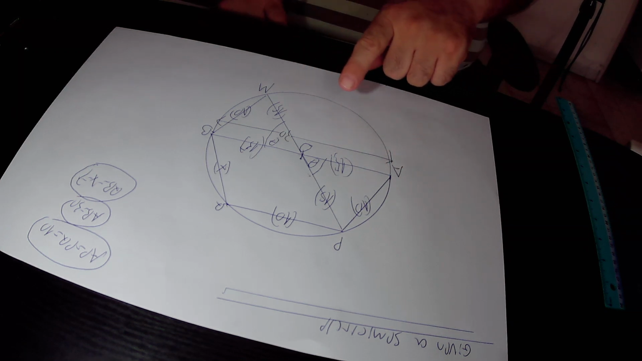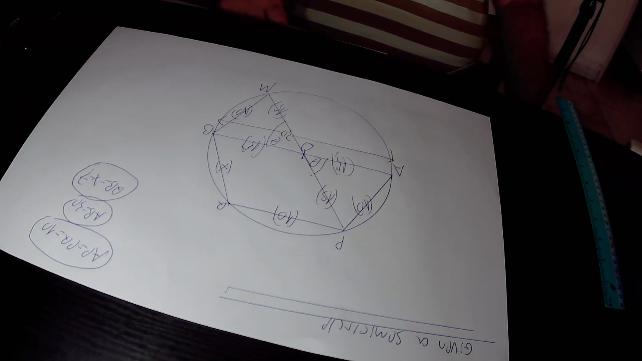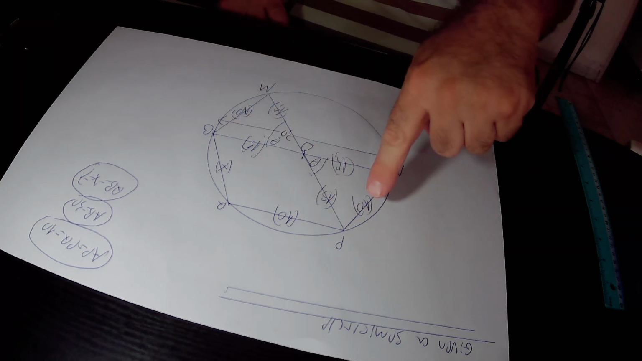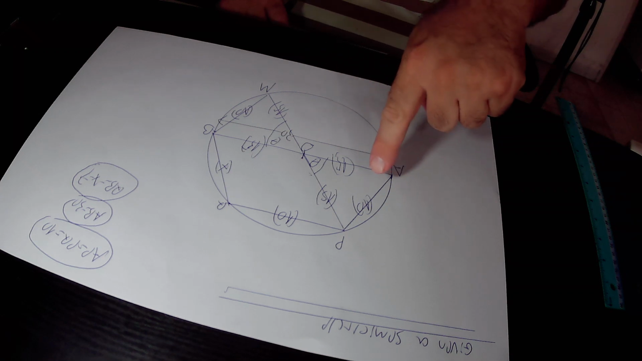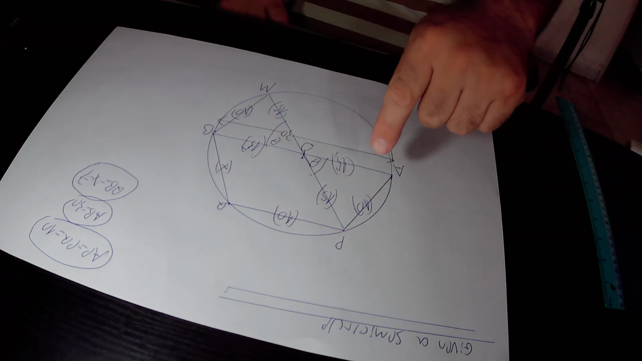Chord PM passes through point O, that is the center of this circle, and we know that any chord that passes through the center of the circle must be the diameter of the circle. So PM is the diameter of the circle and also the diameter of the semicircle. So I'll copy this semicircle with the diameter PM and analyze this semicircle.